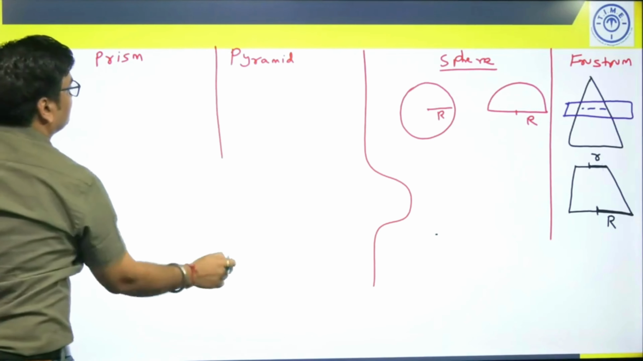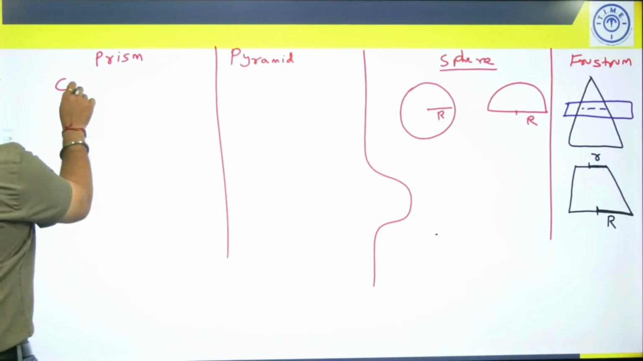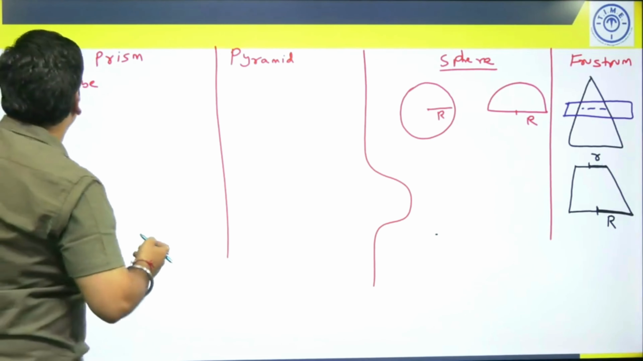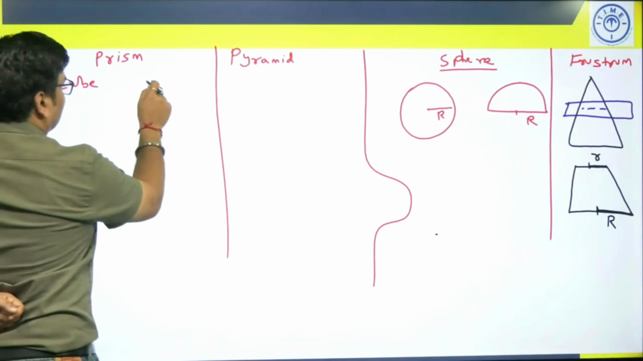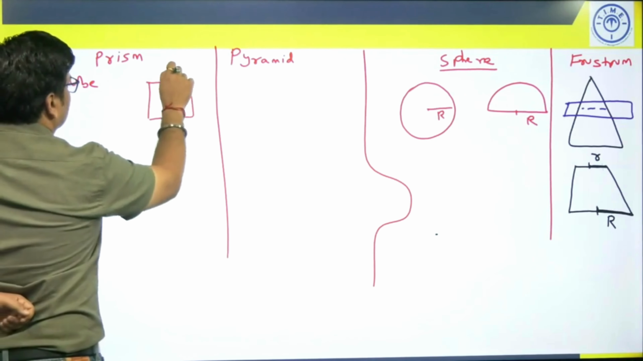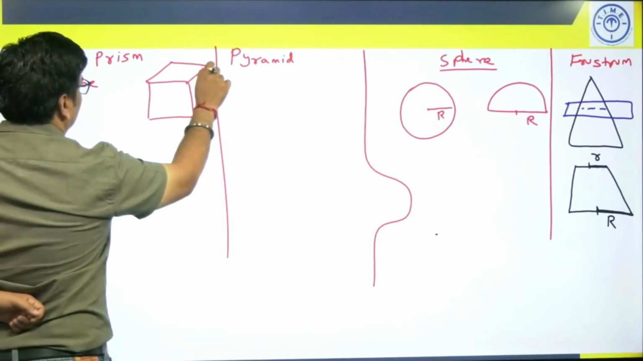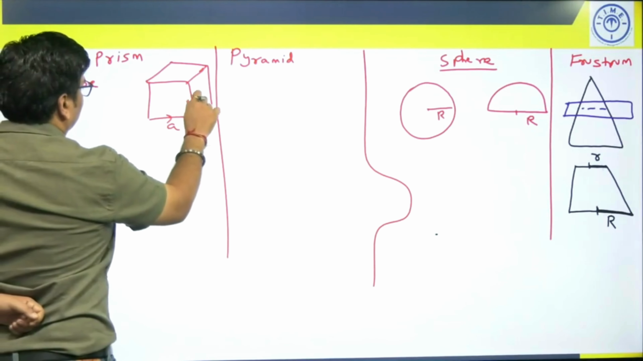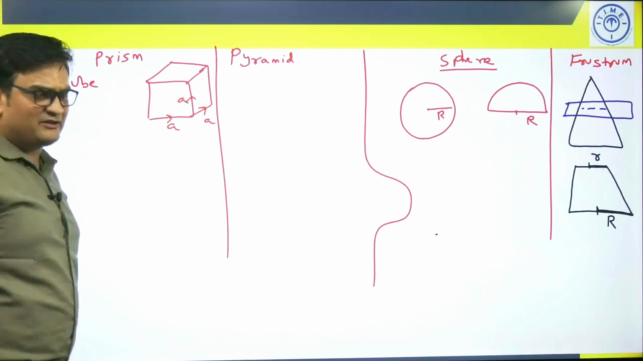Now, when you move to the cube, the next type of prism, a cube. A cube is like a square in 2D; a square in 2D becomes a cube in 3D. So, it looks like this, all its dimensions will be equal. So, height is also A, length is also A, breadth is also A, everything is A, the same dimension, just like a square.